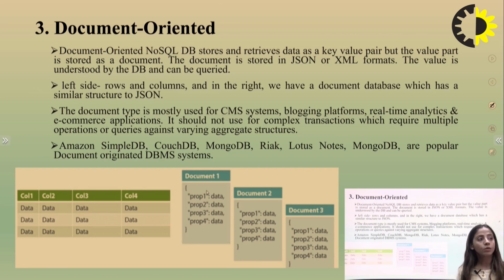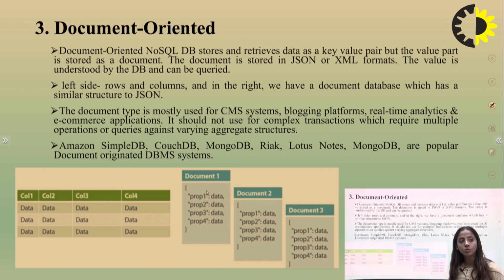Now, a document-oriented NoSQL database stores and retrieves data as a key-value pair, but the value part is stored as a document. The document is stored in JSON or XML formats. The value is understood by the DB and can be queried. On the left side, rows and columns, and on the right, we have a document database which has a structure similar to JSON. The document type is mostly used for CMS systems, blogging platforms, real-time analytics, and e-commerce applications.